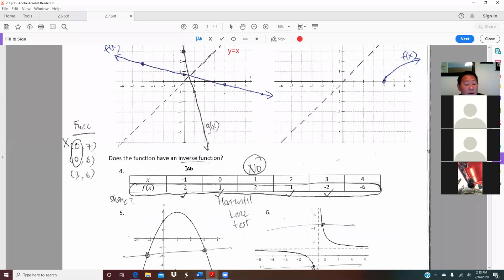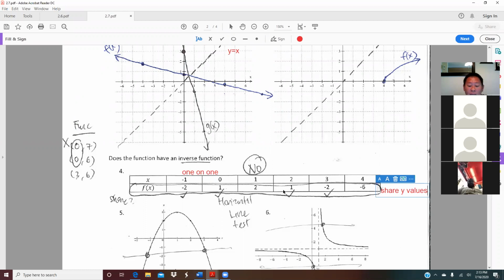Next, we had to figure out if this function is 1-to-1. How do we figure out if it has an inverse function? It has to be 1-to-1. And how do we figure out if it's 1-to-1? You cannot share the y values. So what do I mean by you cannot share the y values?